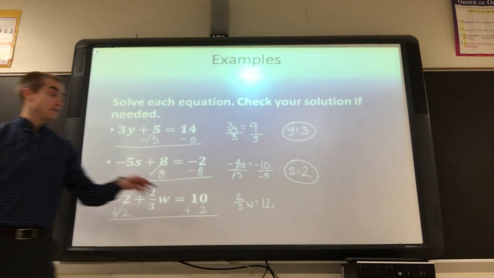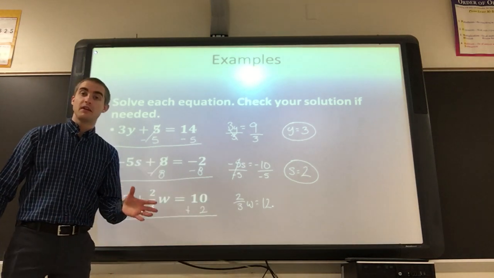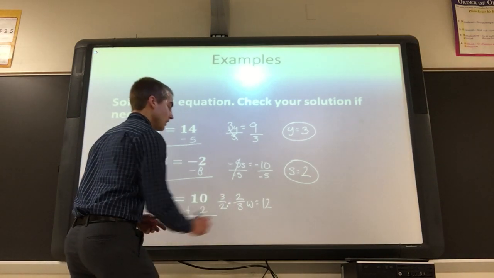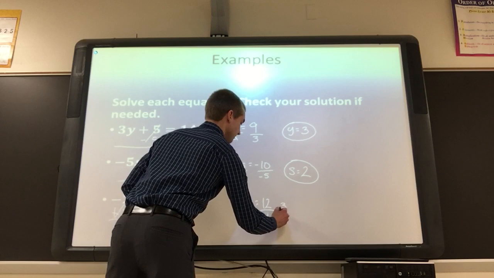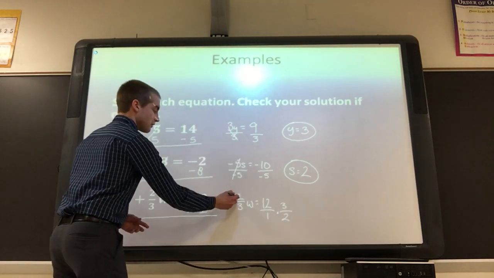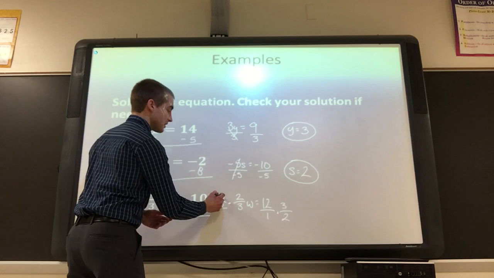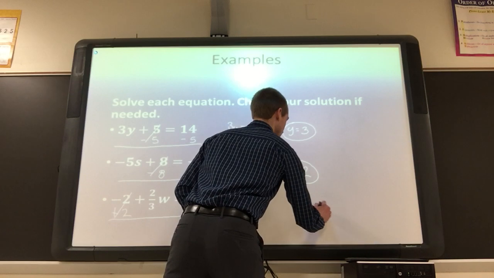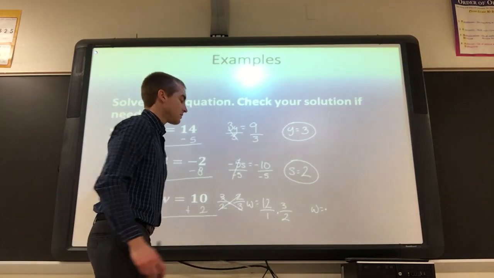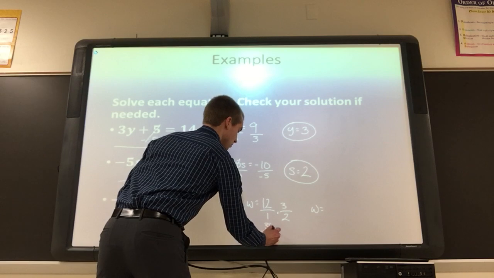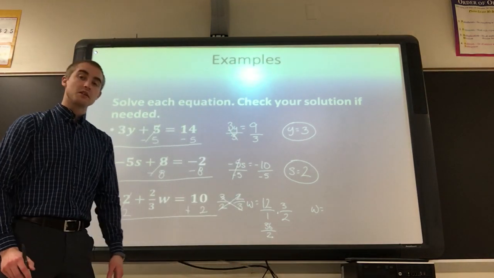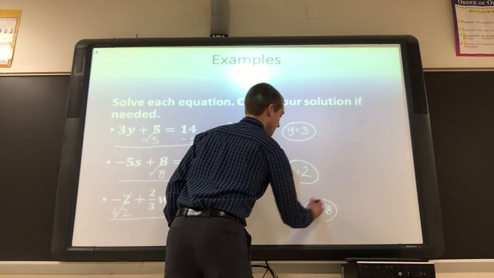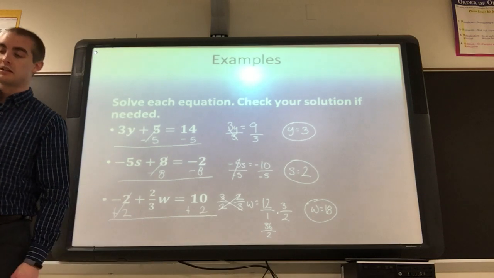And then think back. We've got a fraction in front of our variable. To get rid of that fraction, we're going to flip it and multiply by 3/2. We're going to do that to both sides. So 3 over 2 times 2 over 3 gives us 6 over 6, or just 1, so that's going to cancel off. We're left with 1w equals 12 times 3 is 36 over 1 times 2 is 2. 36 over 2, 36 divided by 2, simplifies to 18. So our answer there would be w equals 18.